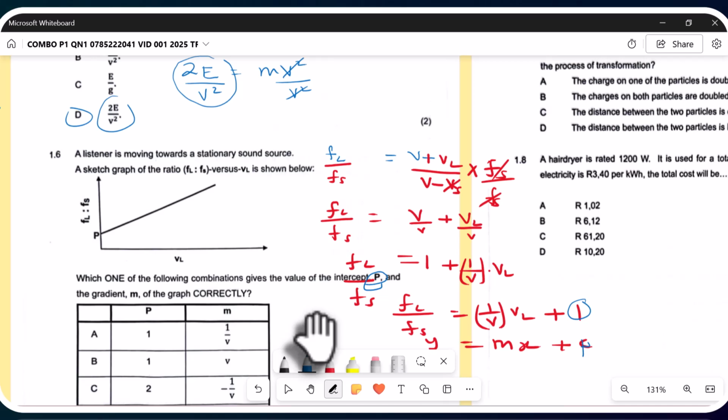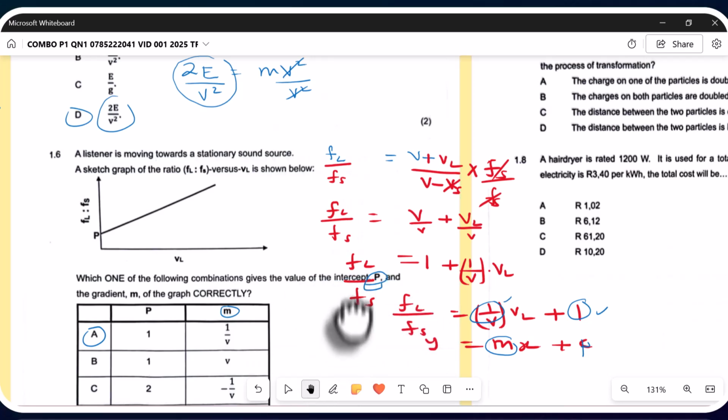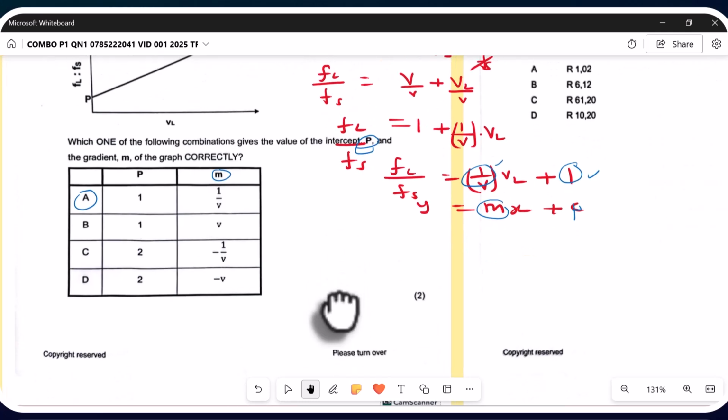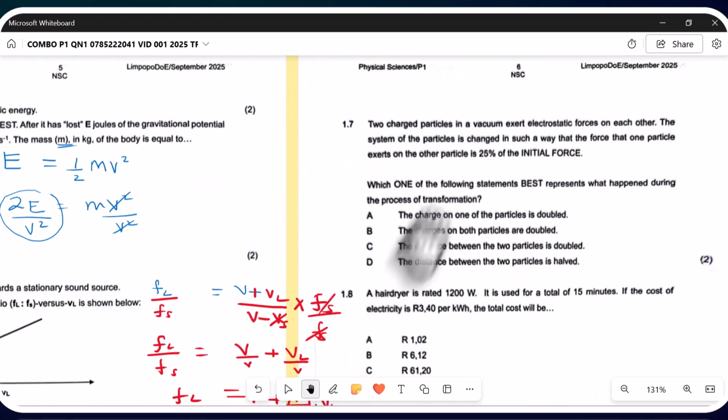Now they say the charge on both is doubled. Now it's going to be 2Q1 and 2Q2, which is now 4F, which is 400%. But 4F is not 25%. I want a quarter of the original force, because 25% means 1 over 4.